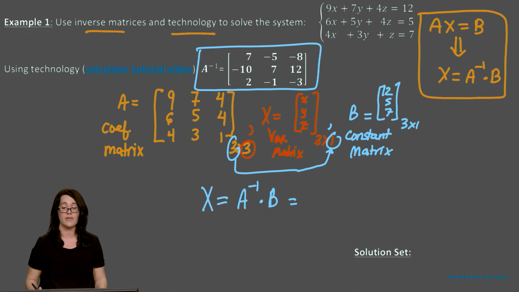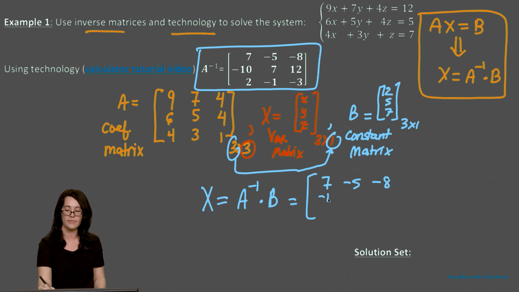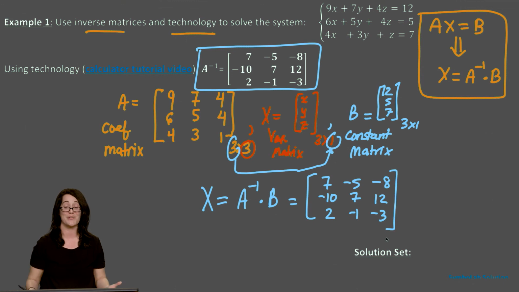Row 1 is 7, negative 5, negative 8. Row 2 of A inverse is negative 10, 7, 12. And row 3 of A inverse was 2, negative 1, negative 3. Now, when I'm in a face-to-face class with students, they usually raise their hand at this point and say, Professor, where did you get A inverse? And I would show them using technology where I got A inverse from.